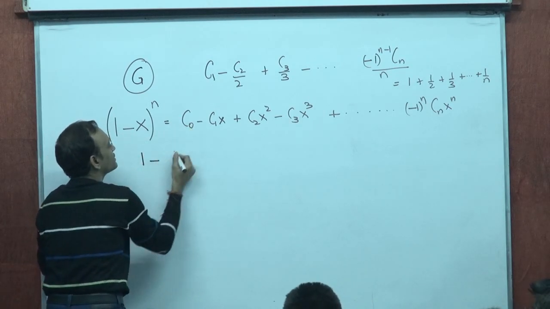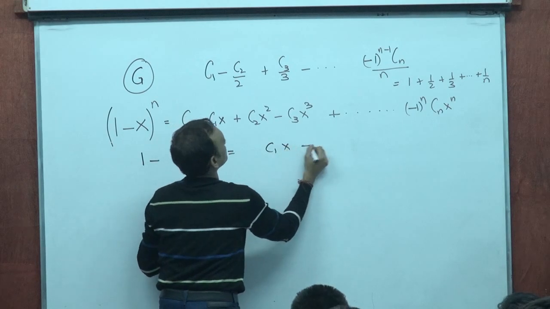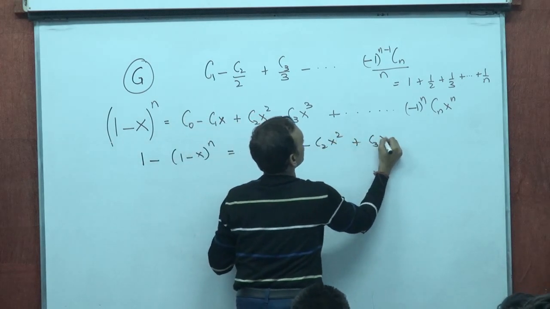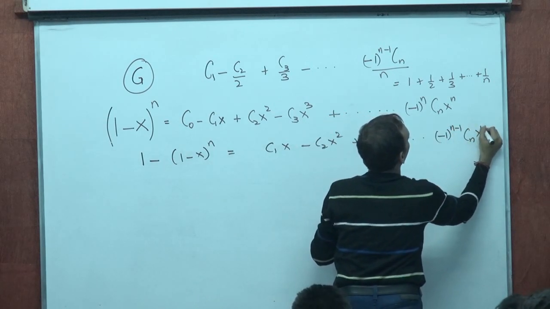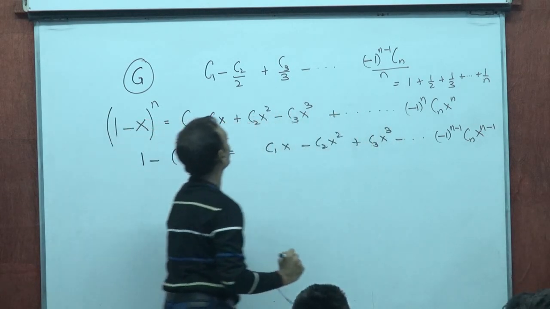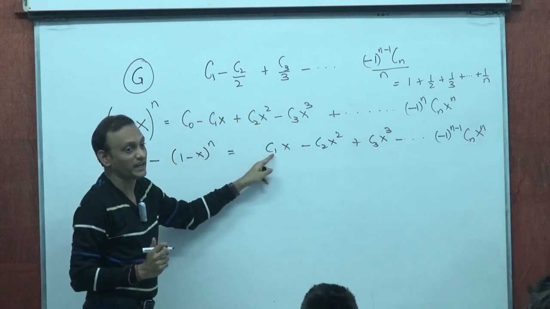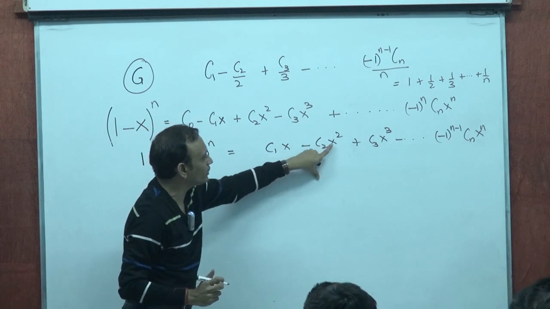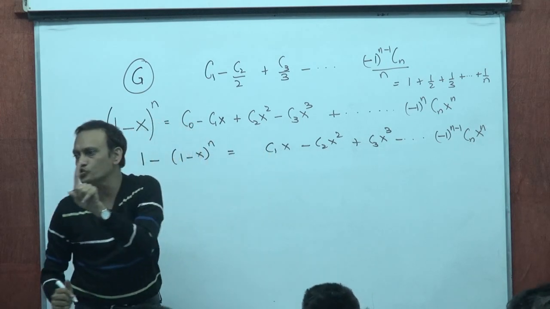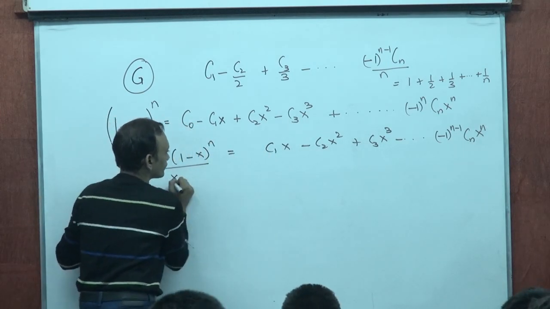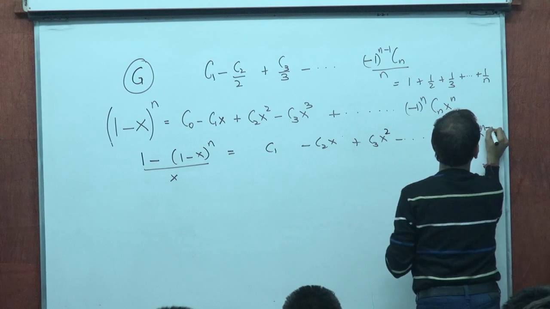So what we do is 1 - (1 - x)^n is C1x - C2x^2 + C3x^3 ... + (-1)^(n-1) Cn x^n. And then of course, like I said, we need only a C1 here so that on integrating we get 1 in the denominator. We need only an x here so that on integrating we get 2 here. So we want to divide by x so that the powers are reduced by 1. Yes or no?